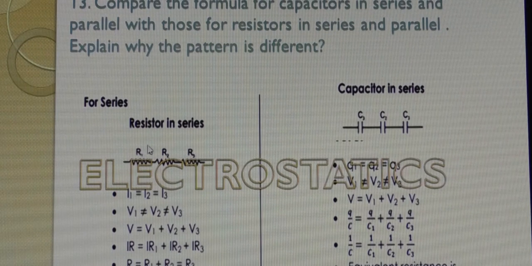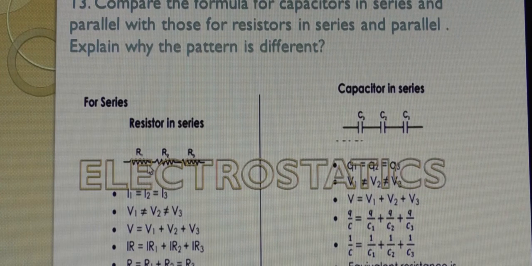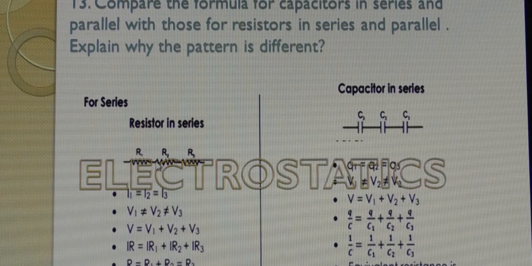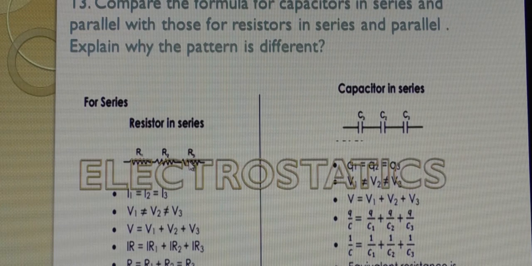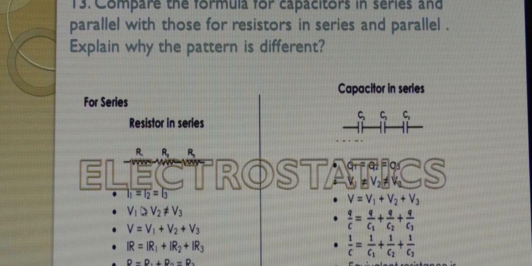Let me consider first the resistors in series: R1, R2, R3. These are three resistors connected in series combination, and we all know for the series combination, because the path of the current is the same, I1 passing through R1, I2 passing through R2, I3 passing through R3, it is the same. So instead of writing 1s, 2s and 3s, we just write I.